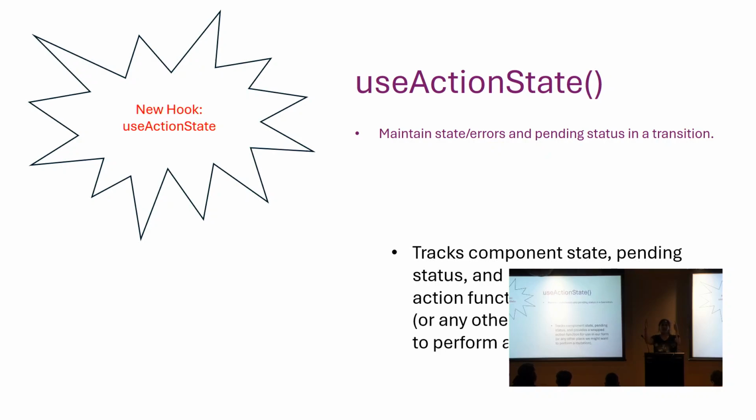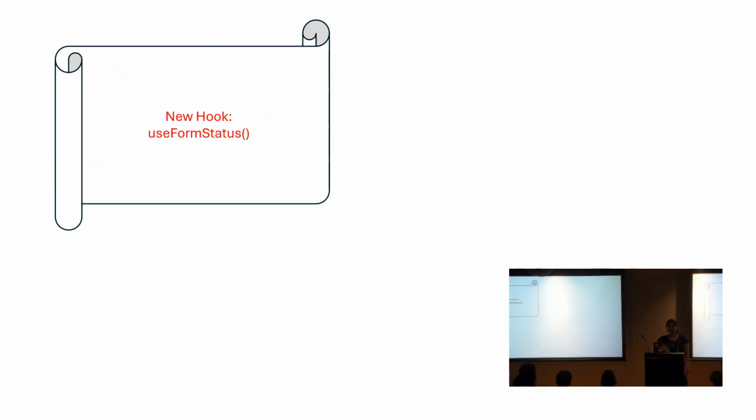It's like a function and returns different parts: you can give it the state, the pending status, and it provides a wrapped action. You can give it an action function to use in our form, or in any other place where you want to perform a mutation, which is really a big, major feature in React 19. Another new hook is useFormStatus.